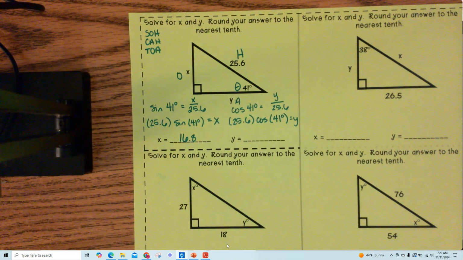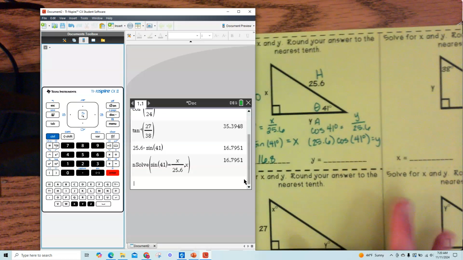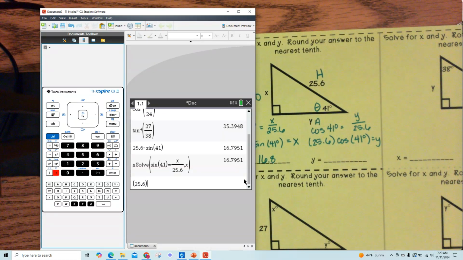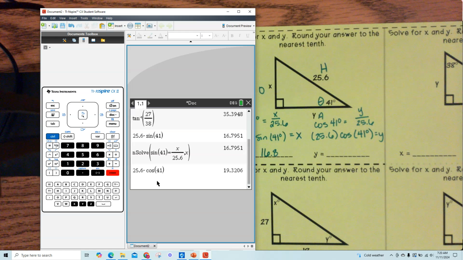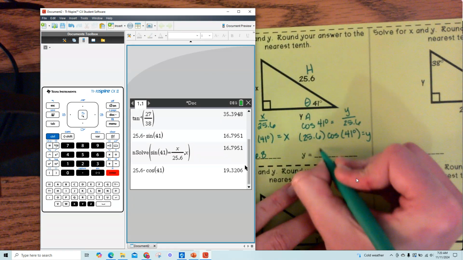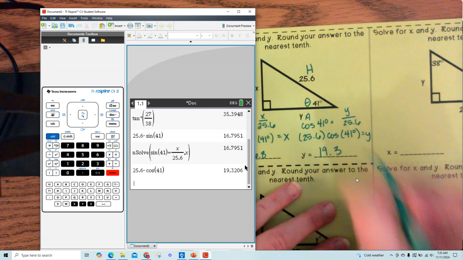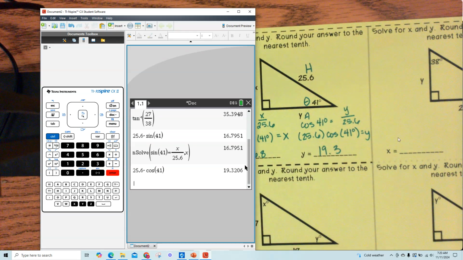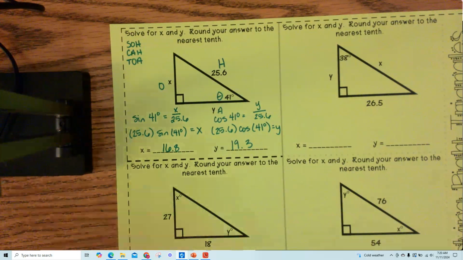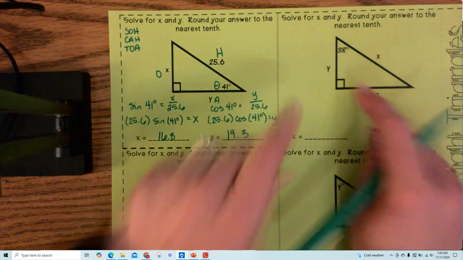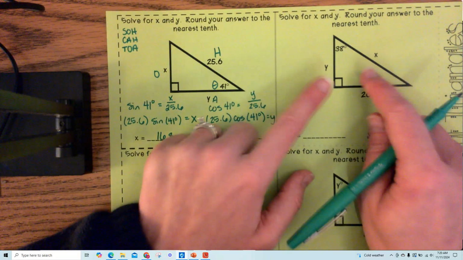So I want you to see something here in your calculator. All right, 25.6, and then if we do cosine, see how those parentheses pop up? You need those parentheses around the angle measure, so make sure that you have those there. Otherwise, it may not calculate it right. So this one would round to 19.3. So if I've got enough pieces, I can find the missing sides of these triangles. Okay, it's just what pieces you have.